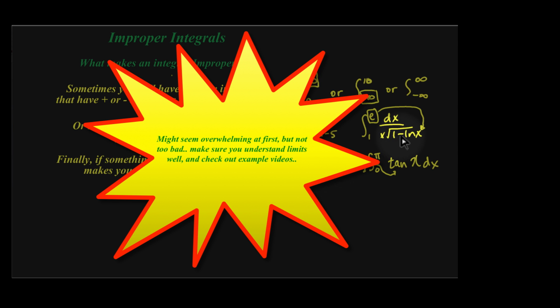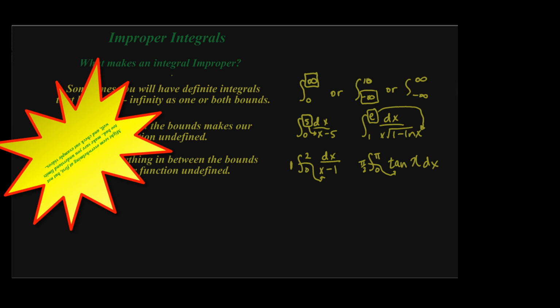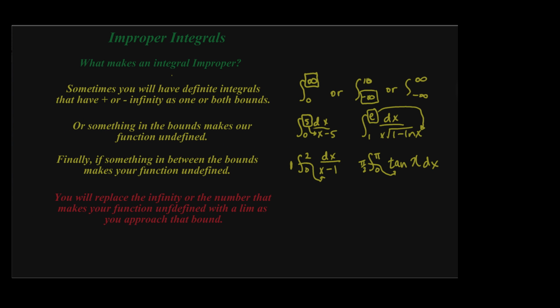Okay? But the basic premise for all these, once you recognize it as an improper integral, is the same. The way you're going to deal with that improperness is by taking a limit. You're going to replace infinity, or whatever the number is that makes your function undefined, with the limit as you approach that bound or number. And you're going to just choose some arbitrary letter, t, r, whatever makes you happy. Just don't choose whatever your integral variable is.